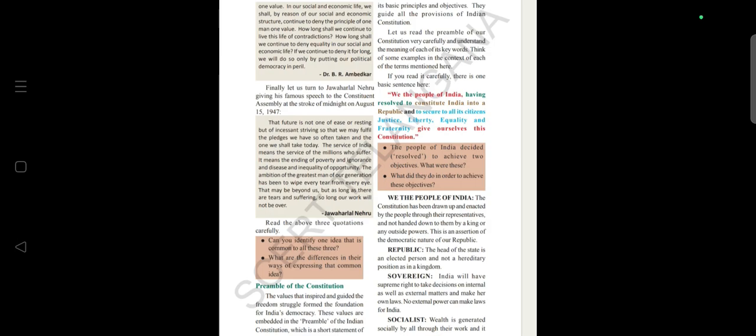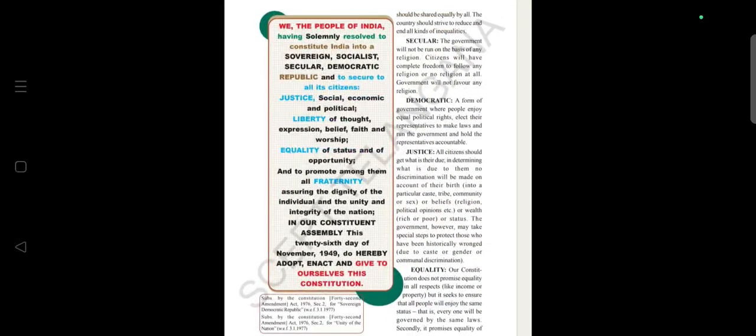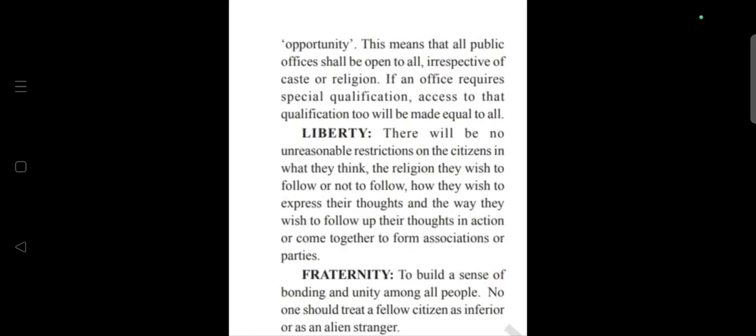We have the terms like: We the people of India, republic, sovereign, socialist, secular, democratic, justice, equality, liberty, and fraternity. So these are the things we generally have in the preamble of our Constitution.